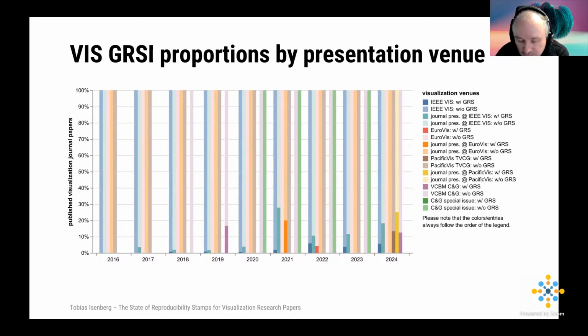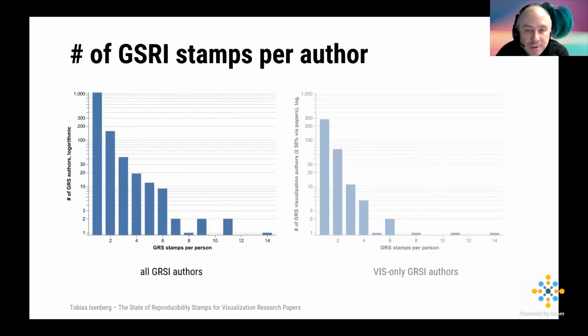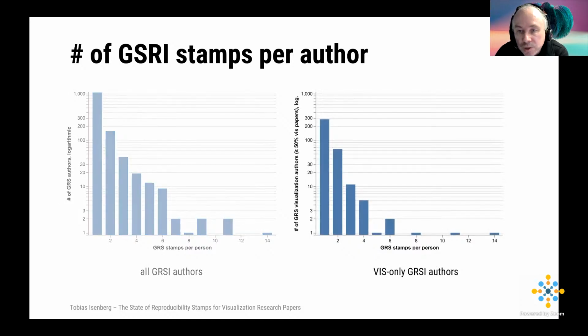Of course, we also can ask, how about authors? If you look at the authors overall, we see very much a power law distribution, which is to be expected. Many authors only have a single certified paper in the database. And then as you go to higher numbers of certifications, lower and lower numbers of authors. And the same is true if you look at the visualization-only authors. And those are, in my classification, those authors that have 50% or more visualization papers.